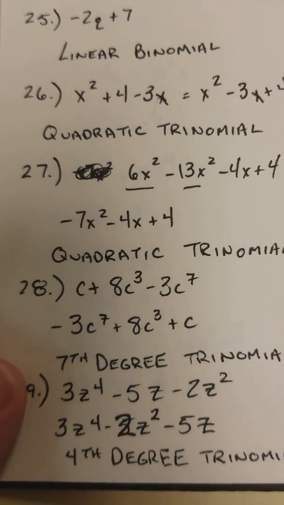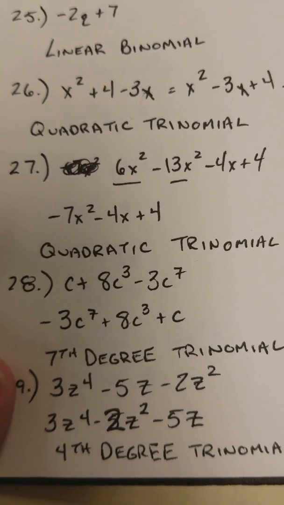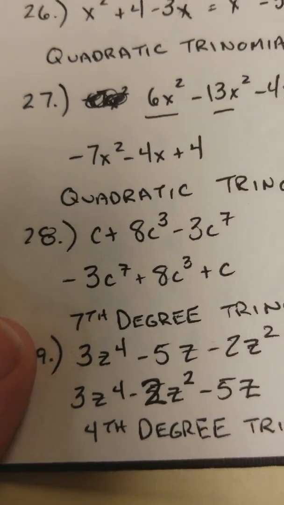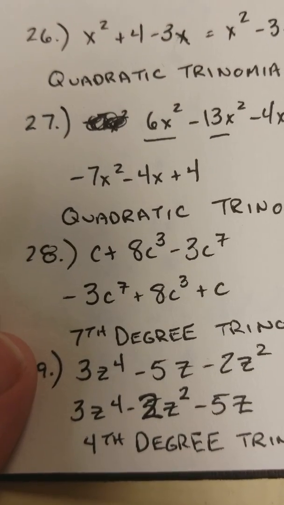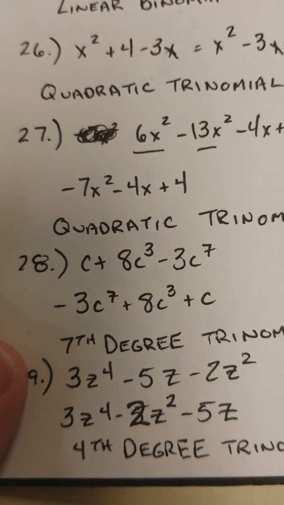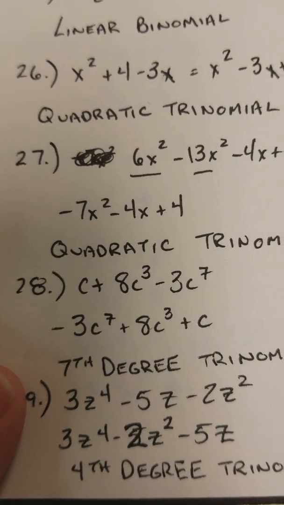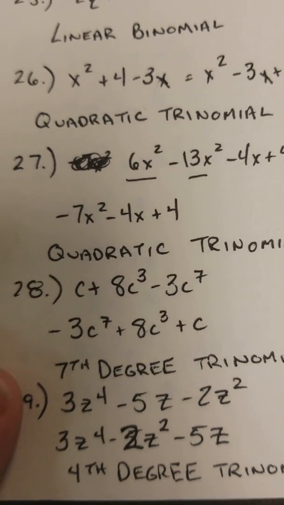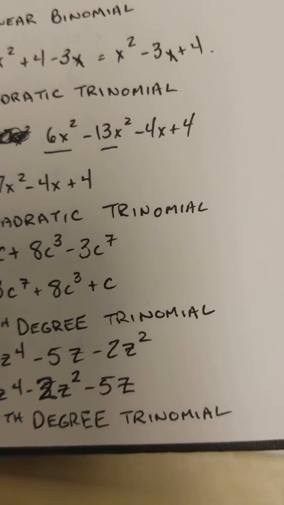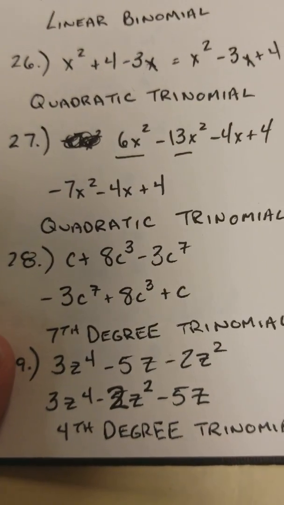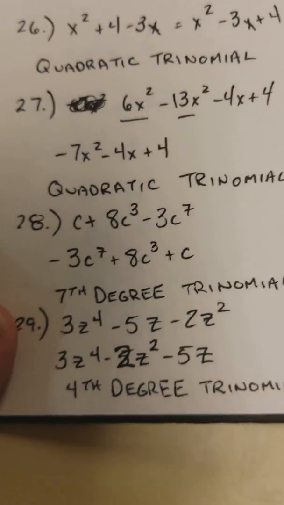Number 28, I see c plus 8c cubed minus 3c to the 7th. I'm going to rewrite that. I'm going to move the negative 3c to the 7th to the front. The plus 8c cubed is going to stay in the same spot. And then the plus c is going to come to the end there. And I get a 7th degree trinomial. There are 3 parts. The highest degree there is 7. And that's why I call it a 7th degree trinomial.